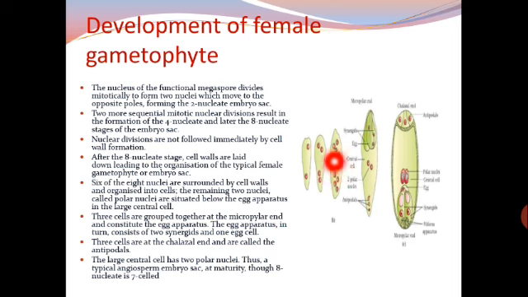As I told you, in the 8 nucleate embryo sac, 4 nuclei are present at one pole, 4 are present at another pole. Now out of these 8, 6 are surrounded by cell walls and organized into cells. Now here you can see, of the 8, 3 at the chalazal end have formed antipodals, 3 at the micropylar end have formed the egg apparatus. This is the egg apparatus having 2 synergids and 1 egg cell.